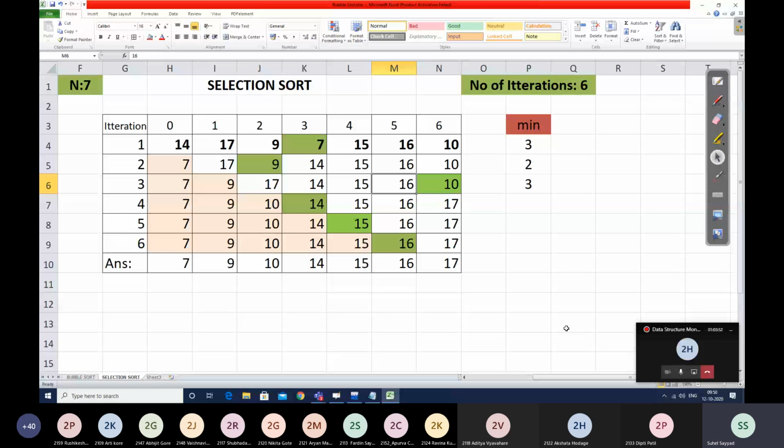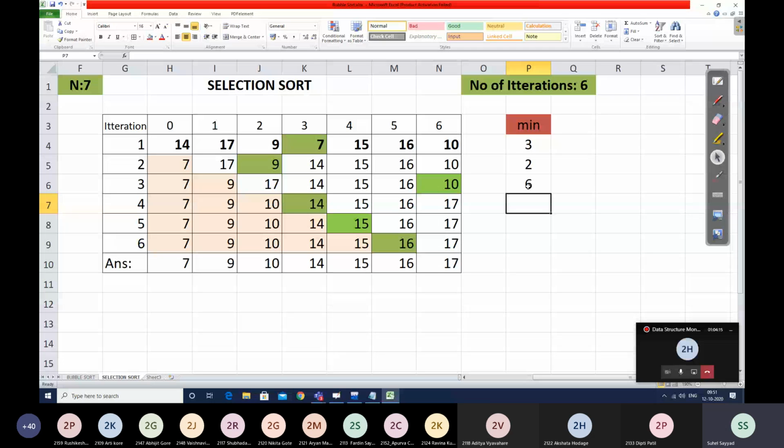Whether a of 6 is less than a of min. Yes, 10 is less than 14. That's why the value of min will become 6. So a swap will take place now between a of 6 and a of 2. So that's why we get this as answer 7, 9, 10.